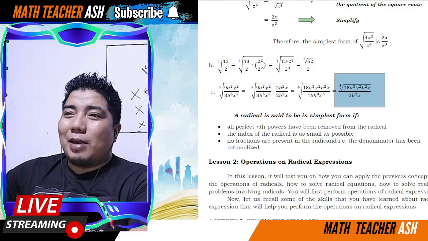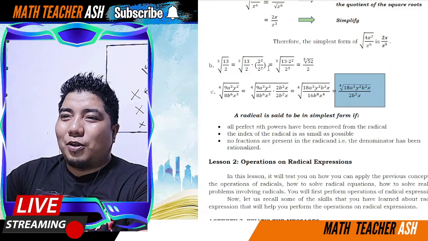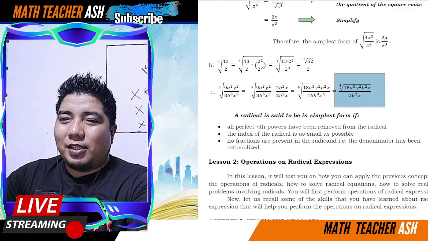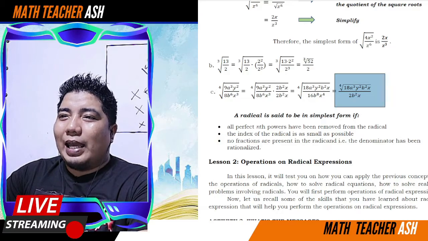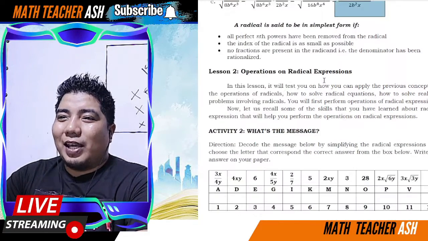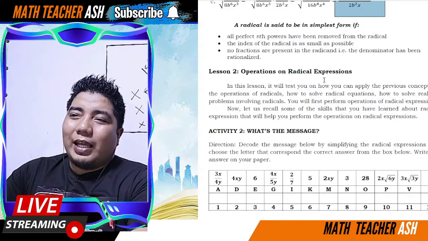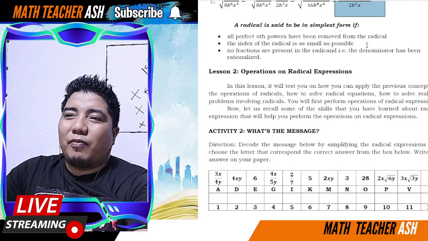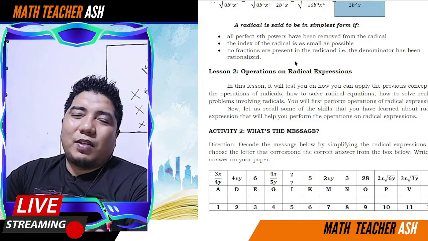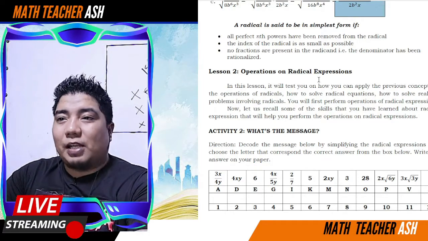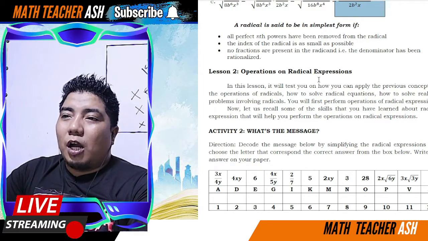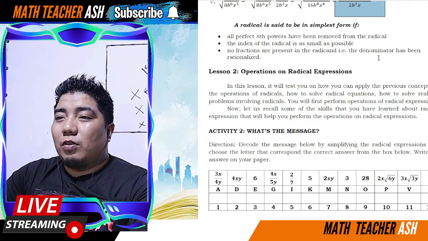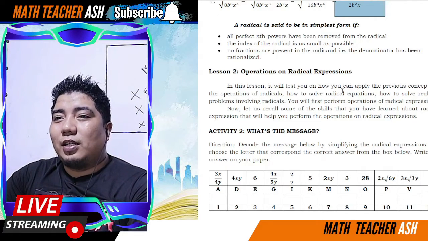Easy, right? Okay, my dear math learners, I know medyo challenging yun siya na part sa inyo, but I'm sure kayang-kaya nyo yan. Okay, so a radical is said to be in the simplest form if all perfect n powers have been removed from the radical, the index of the radical is as small as possible, and no fractions are present in the radicand. Okay, in example, the denominator side is rationalized.